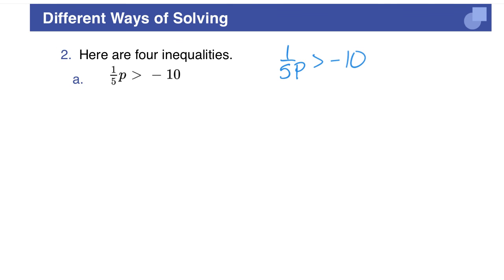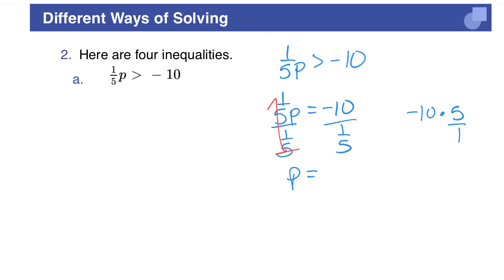On to number 2, we have some inequalities that we're going to solve. The first one is 1/5 p is greater than negative 10. To solve this, I'm going to again think of it like an equation. And then I'm going to get p by itself, which means divide both sides by 1/5. So this is going to end up being 1p equals negative 10 divided by 1/5. Remember that dividing is the same thing as multiplying by the reciprocal. So this is like multiplying by 5/1. So we get p is going to be negative 50.